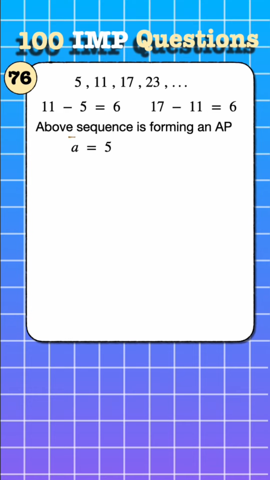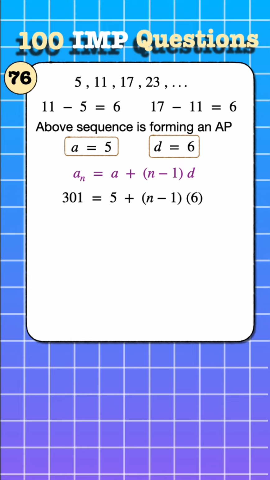ठीक है, तो फर्स्ट टर्म क्या हो गया 5 एंड कॉमन डिफरेंस इज 6. an is equal to a plus n minus 1 into d. We have to check if 301 is a term in the list or not. ठीक है, so we will assume that 301 is the nth term. ठीक है, so an is equal to 301.